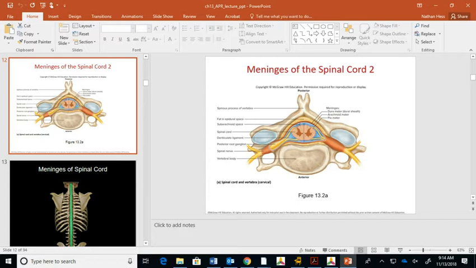I appreciate that. The last but not least, the third layer of the meninges is the pia. And this is a very thin layer right on top of the spinal cord. Very delicate, very thin, that pia mater. And it's the most deep. So if I'm going from superficial to deep, what would be the most superficial of the meninges? The dura, and then arachnoid, and then the deepest would be the pia.